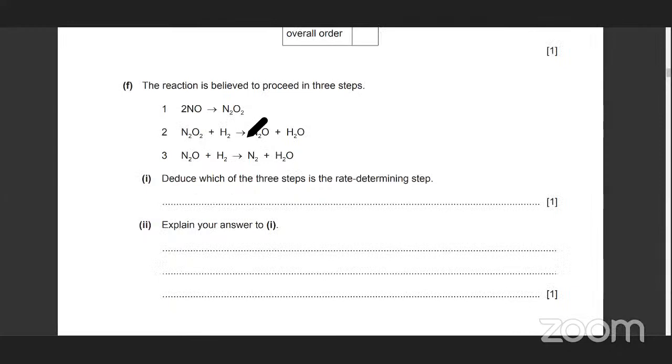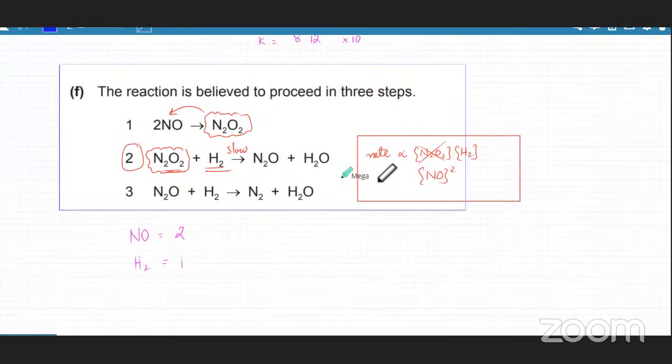So you explain that in words, exactly what we did. In the first statement you write that rate is dependent on N2O2 concentration and H2 concentration, and then tell them that N2O2 was made in the previous step and it is dependent on NO's concentration squared. So hence rate would be dependent on these three overall. And that is why step 2 is the rate determining slow step. Is this clear to everyone? Sara, is this clear? Yes. Okay.